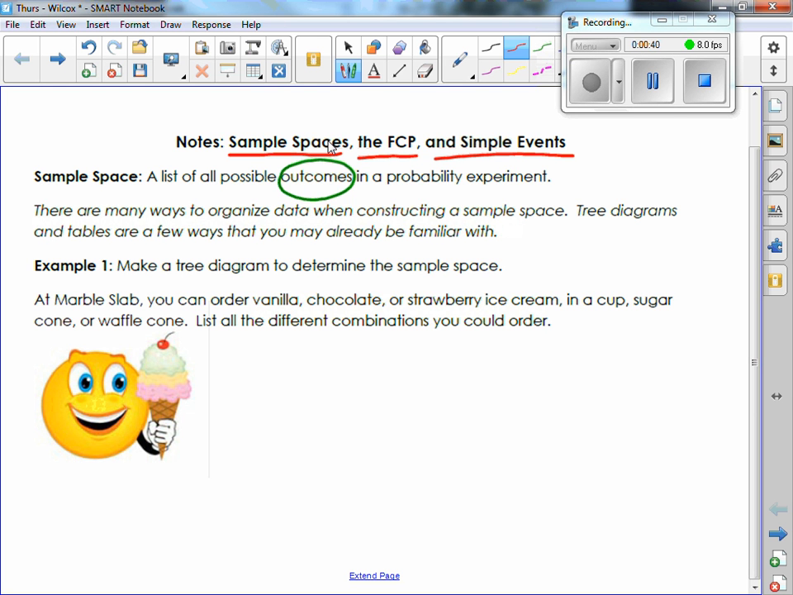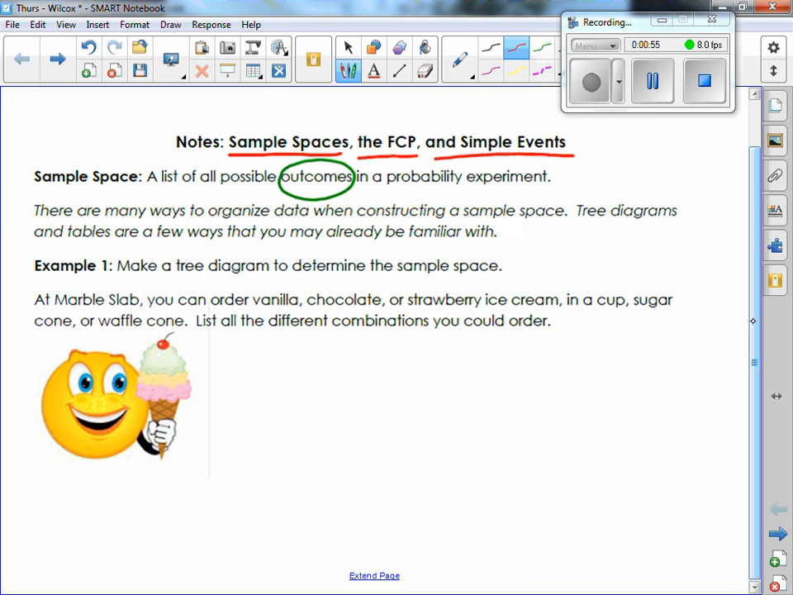There are many ways to organize data when constructing a sample space. Tree diagrams and tables are a few ways that you may already be familiar with. Tree diagrams is something that we practice with in 6th grade, so this shouldn't be anything new for you guys.